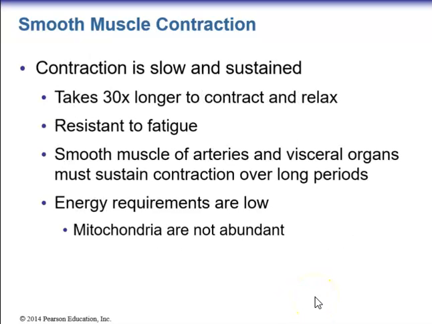So with smooth muscle, contraction is slow and sustained. It takes about 30 times longer to contract and relax. However, it is resistant to fatigue. Smooth muscle of arteries and visceral organs must sustain contraction over long periods. Energy requirements are low, so with smooth muscle, mitochondria are not as abundant as, say, skeletal muscle or cardiac muscle that need more energy to perform their actions.